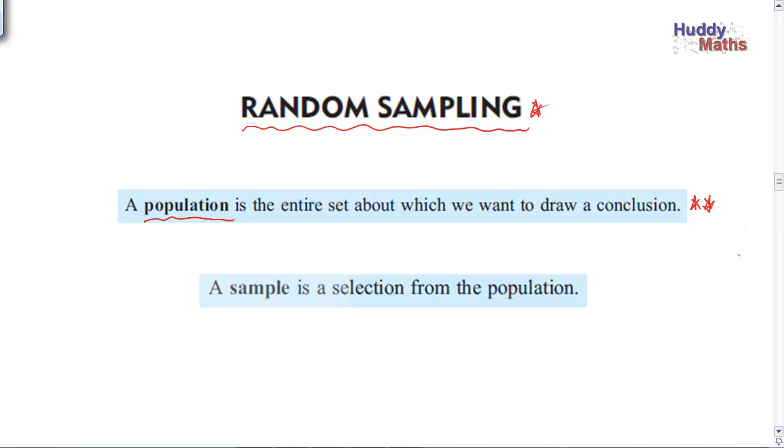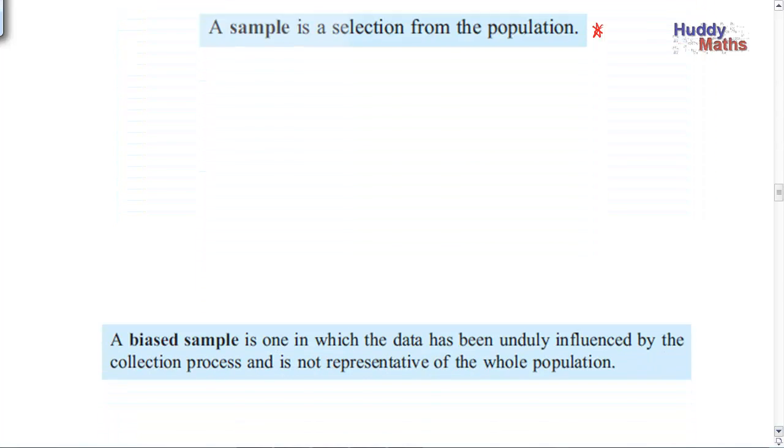So a population is the entire set of things, not necessarily people, about which we want to draw a conclusion. And a sample, as we said in the earlier presentation, is a selection from that population. Ideally, it nicely describes and represents it. It gives you a good mini picture of the overall population. So you might pause the presentation and write down those definitions. Let's go on now and have a look.